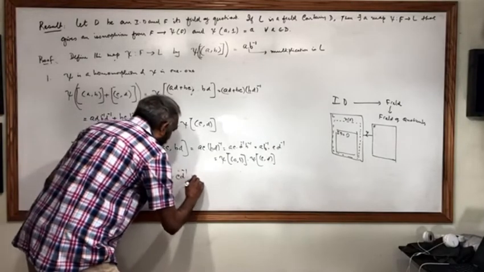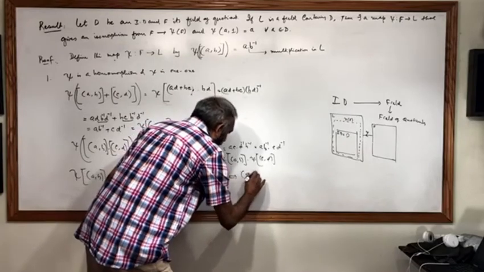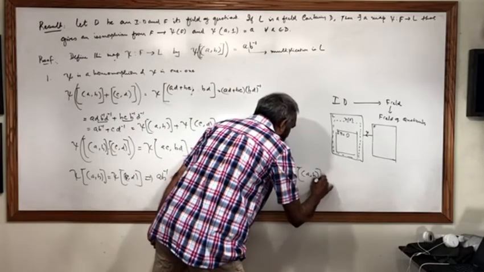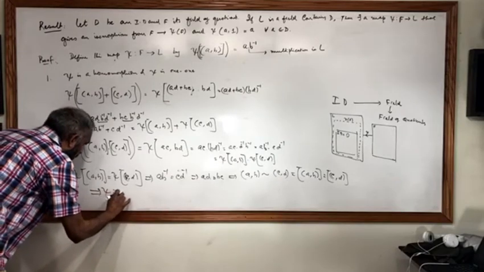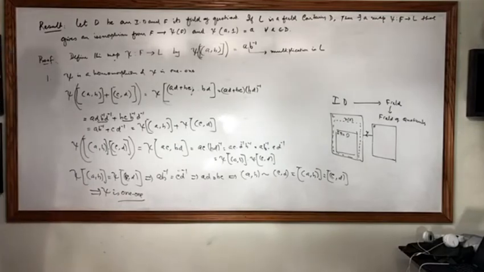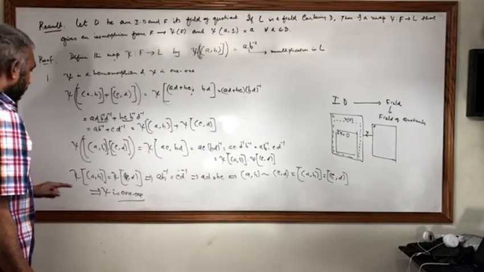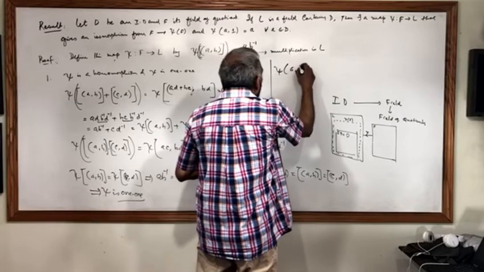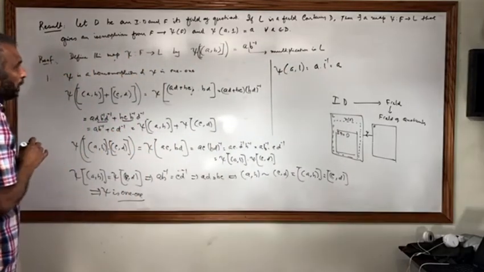Right? And that implies AD is equal to BC. And that implies ordered pair AB is related to ordered pair CD. And that implies AB is equal to the class CD. And that implies psi is 1-1. So there exists a 1-1 homomorphism from F to a subfield of L. Now we need to show that this is also true, and that is evident because psi of (a, b), (a, 1) is equal to a times 1 inverse, and that is equal to a. So that completes the proof.